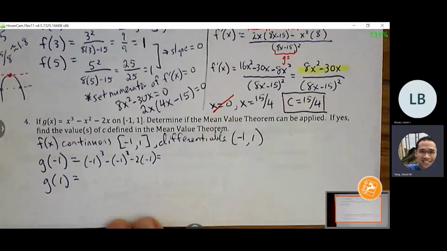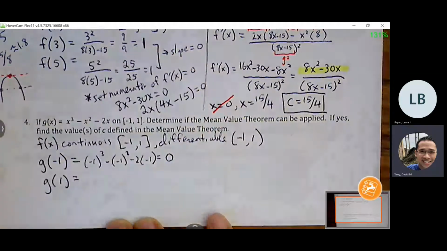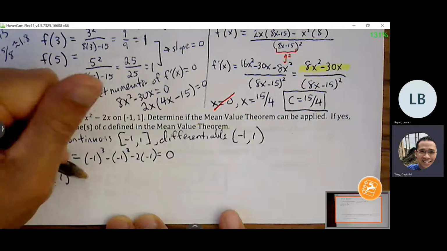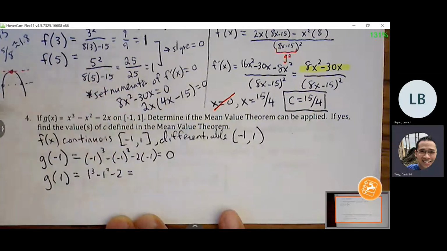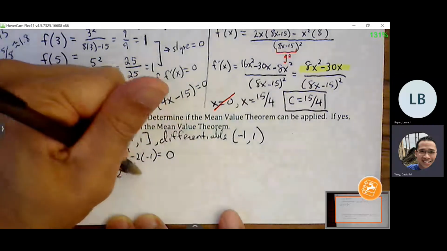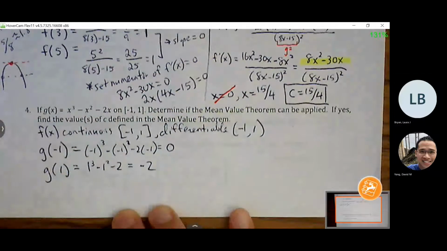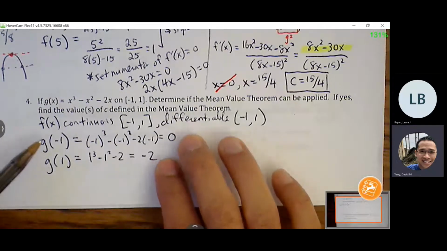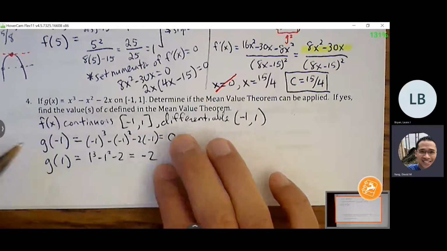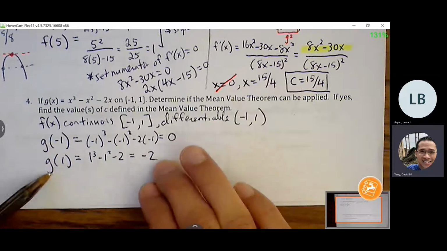-1 minus 1 plus 2, 0. Put 1 in. Zero minus 2 is -2. So we don't have the same y values, which is okay. Mean value theorem, we can still go through. Just have to find the slope now between these two endpoints.